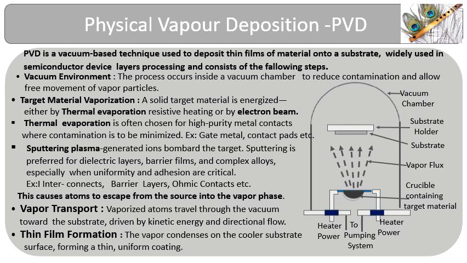There are two main PVD methods: thermal evaporation and sputtering. Thermal evaporation is ideal for high-purity metals like aluminum or gold, while sputtering, especially RF sputtering, is preferred for complex materials, including dielectrics and barrier layers. In MOSFET fabrication, PVD is used to deposit gate metals, interconnects, contact pads, and barrier layers. Post-deposition annealing is often required to restore crystal structure and reduce defects introduced during sputtering.